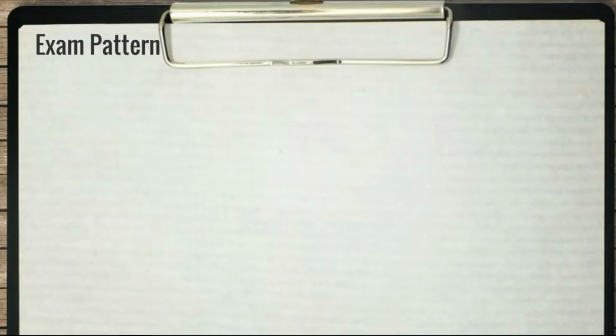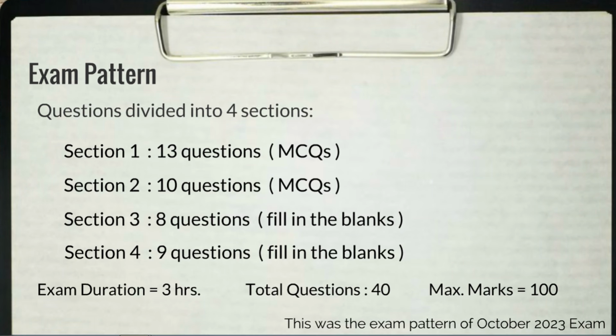Now let's discuss some important points about the paper. The question paper would be divided into 4 sections: section 1, 2, 3 and 4. In section 1 and 2, the questions would be of MCQ types, and in section 3 and 4, the questions would be fill in the blanks type. Okay, so you would be given a program, you would be given a code snippet, and you are supposed to find the output of the program and type the correct output in the blank space provided.